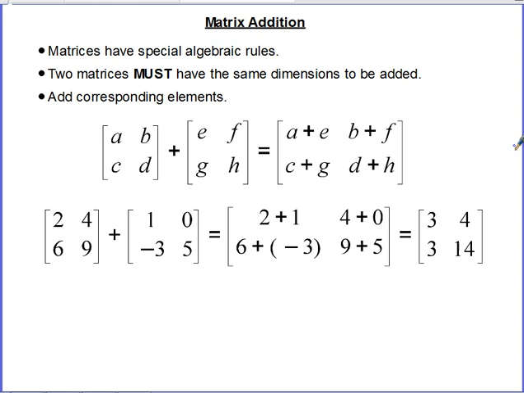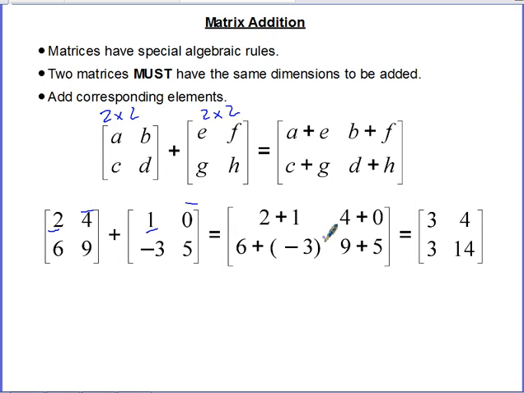When you're adding two matrices, they have to have the exact same dimensions. So a 2 by 2 plus a 2 by 2, they're exactly the same, so we can add them. And when you add them, you're just going to add the numbers that are in the same spot. So like here I'm going to add 2 plus 1. Then I would add 4 plus 0. So if they're in the same spot in each matrix, you just add them together.